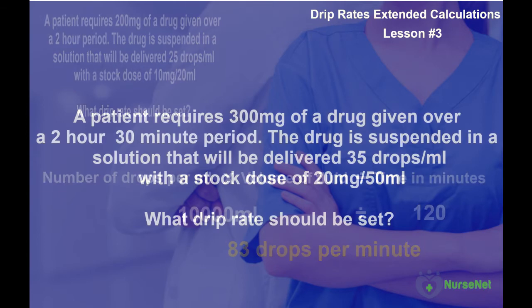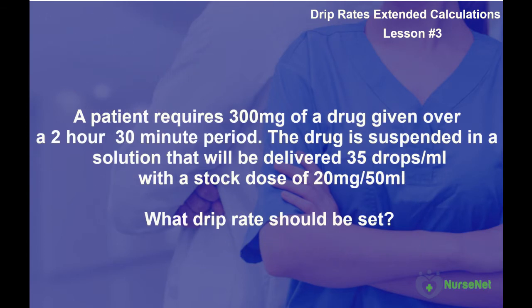Okay, let's do another one. A patient requires 300 milligrams of a drug given over a 2-hour, 30-minute period. The drug is suspended in a solution that will be delivered at 35 drops per milliliter with a stock dose of 20 milligrams per 50 milliliters. What drip rate should be set?